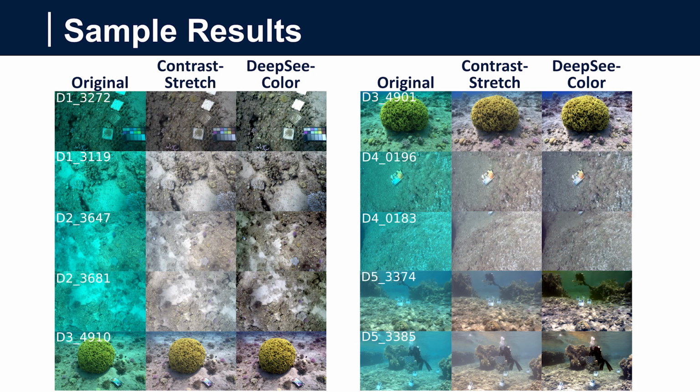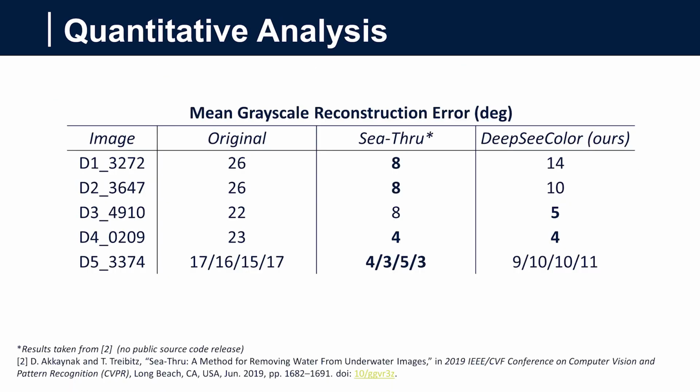In our experiments, we observed that DeepSeeColor achieved strong performance on the see-through dataset. When compared to a baseline contrast stretching algorithm, we can see that DeepSeeColor is much better at reconstructing the color of distant targets. A quantitative analysis of the grayscale reconstruction error derived from the color calibration targets visible in some images similarly finds that DeepSeeColor achieves comparable results to see-through, the current state of the art.